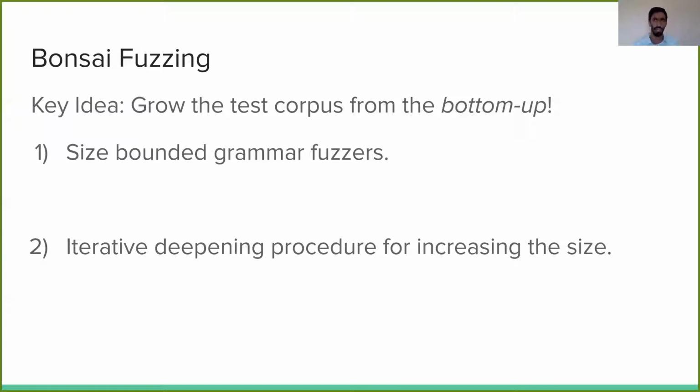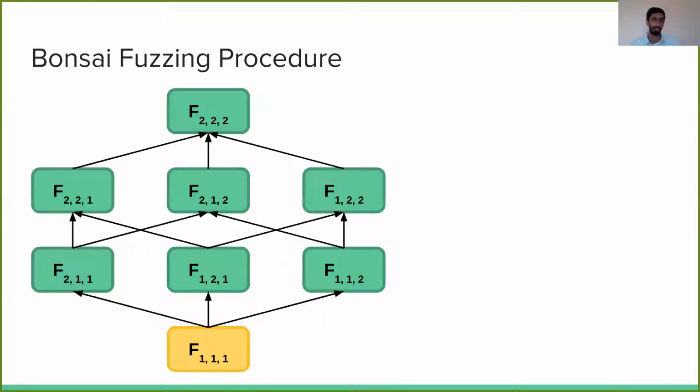And once we have these size-bounded grammar fuzzers and we have an ordering on top of these fuzzers, we can construct a lattice that looks like this. So in this case, we have a Bonsai fuzzing lattice, in which we can see that the 3 parameters that are used to bound the size of our grammar fuzzers are shown as the subscripts of each of our fuzzers f. So at the bottom is f111, which designates the smallest possible size-bounded grammar fuzzer. And so f111 will essentially generate very concise, very small inputs.